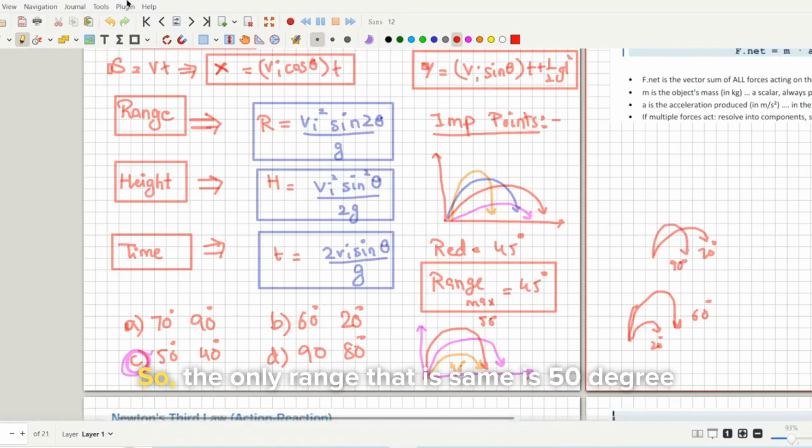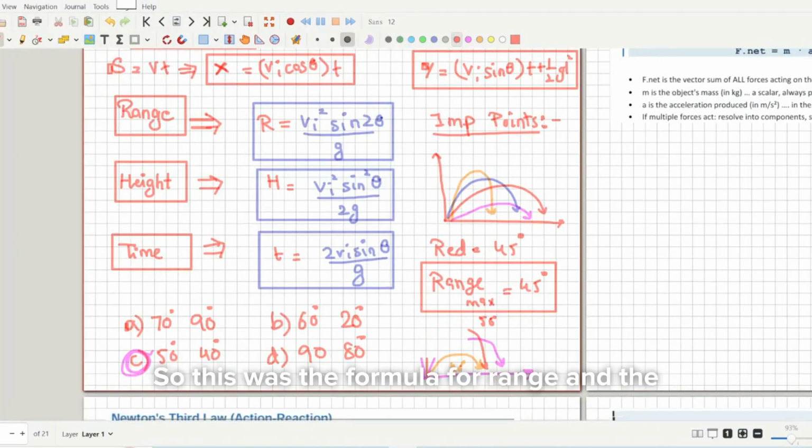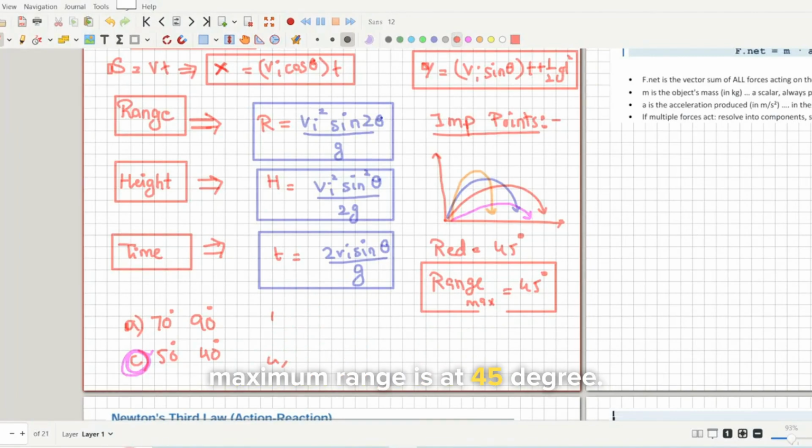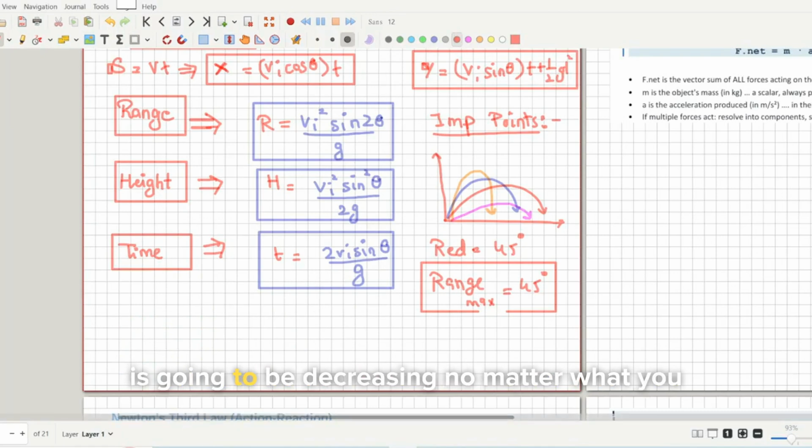Okay, so the only range that is the same is 50-degree and 40-degree. I think you understand what the concept here is. The concept is that the range is maximum at 45-degree. If you go above 45 or go below 45, the range is going to decrease no matter what. So this was the formula for range, and the maximum range is at 45-degree. If you go above or below 45-degree, the range is going to be decreasing no matter what you do.